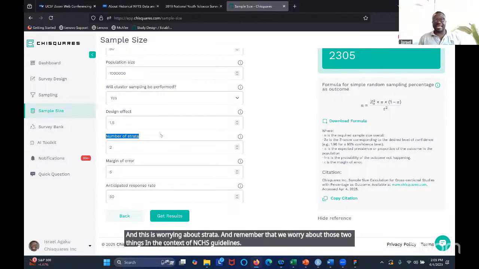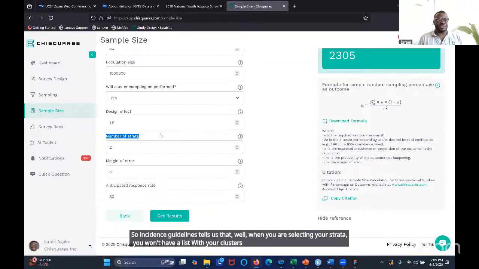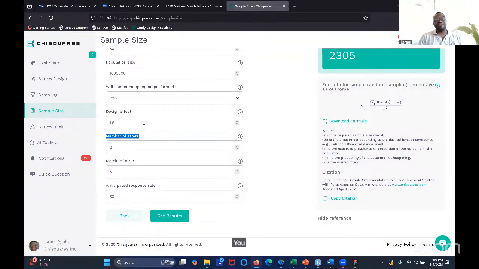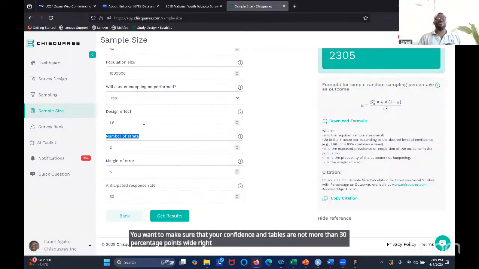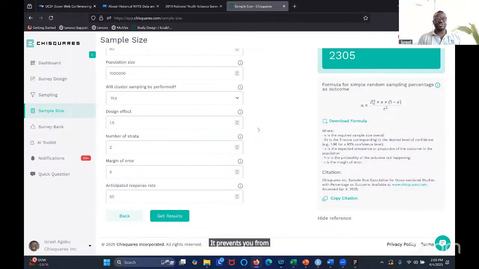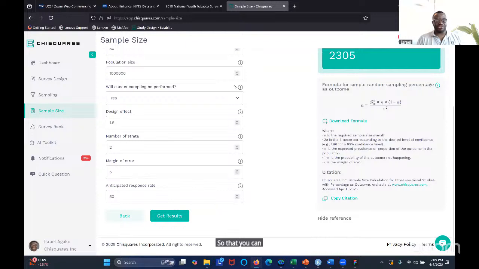So NCHS guidelines tell us that when you are selecting your strata, you want to have at least, your clusters, you want to have at least eight clusters. You want to make sure that your confidence intervals are not more than 30 percentage points wide, right? So all of these things guide what parameters are allowed in here. And the platform already puts validations for all of those things so that it prevents you from making a mistake. So even if you are going to make a mistake, it will tell you, no, we will not allow this, not on our watch, so that you can be assured of the values you have.